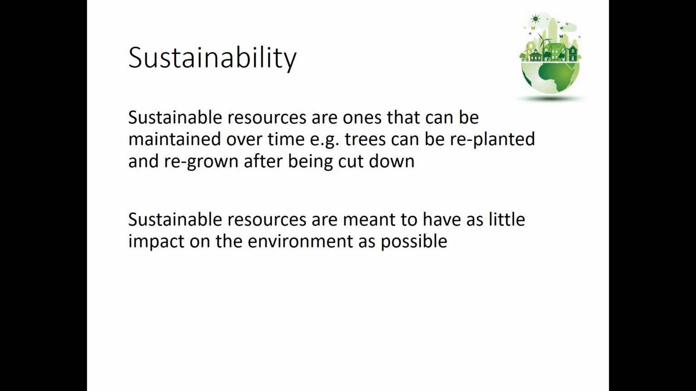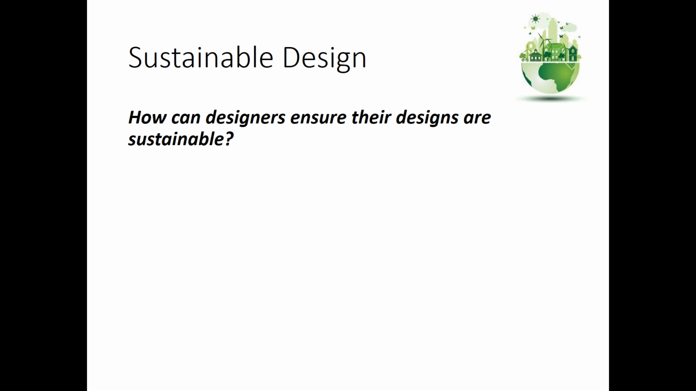Sustainability. Sustainable resources are ones that can be maintained over time. So if you have trees, for example, we can replant them and regrow them after cutting them down. It's what's known as a renewable resource. Things like metals, we can't make more of them once we've used them. Plastic is made from oil. Once we've used all the oil up, that is it. We can't make any more. Sustainable resources are meant to have as little impact on the environment as possible.